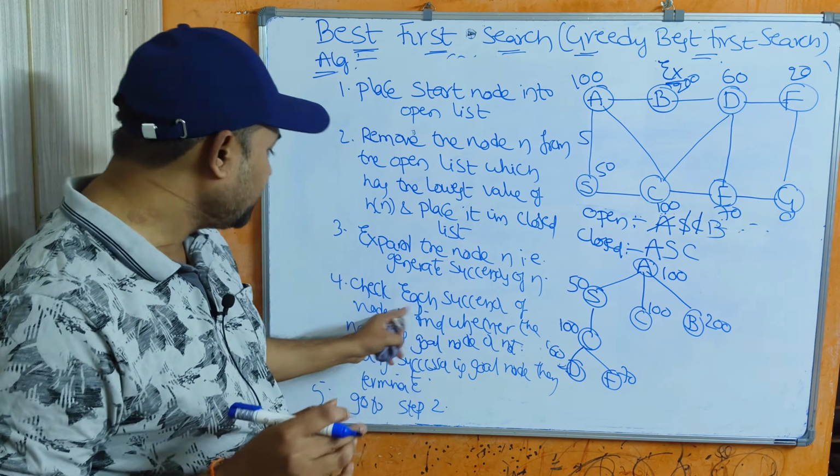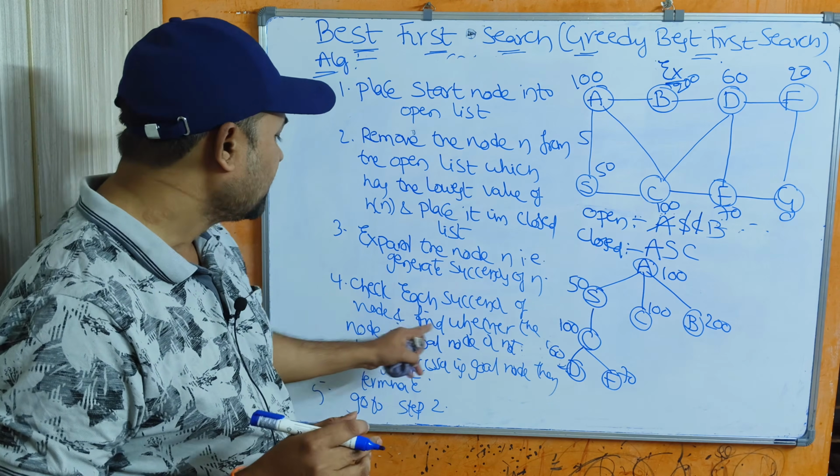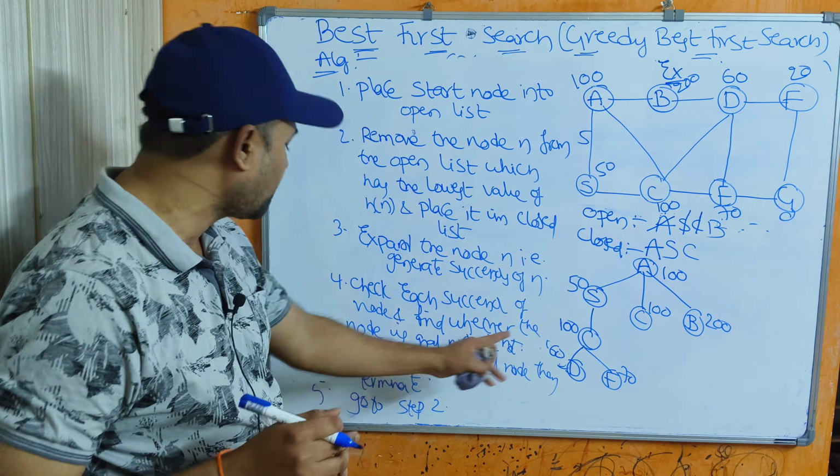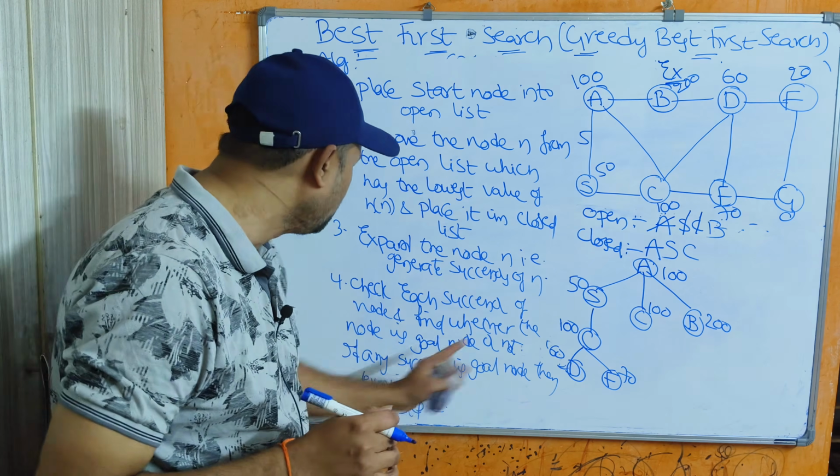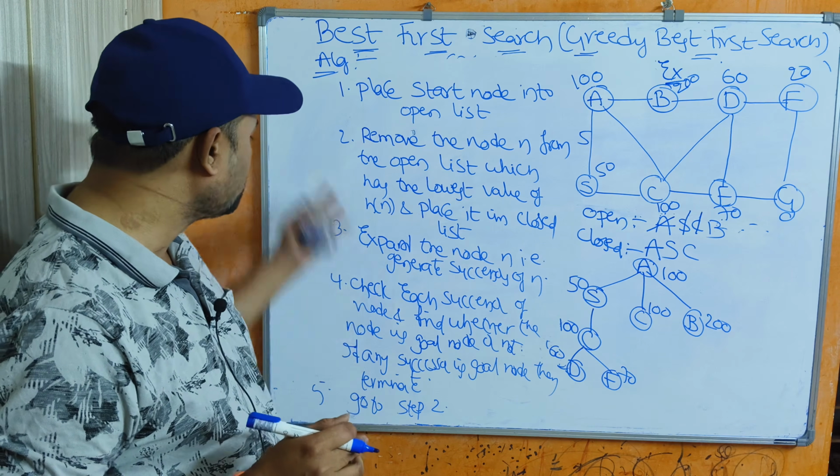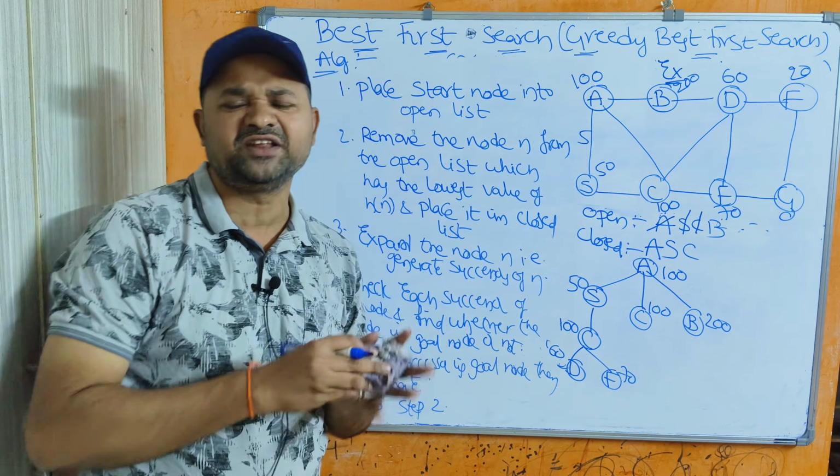Next step, check each successor of the node and find whether the node is goal node or not. If any successor is goal node, then terminate. Next step, go to step 2. So here the procedure is very, very simple.